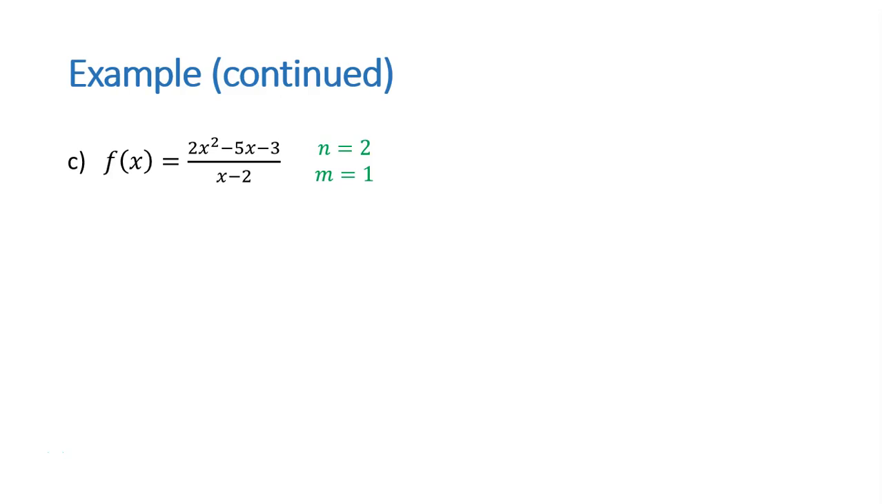So the degree in the numerator is greater than the degree in the denominator. So we fall under two cases. First case, for a horizontal asymptote, if n is greater than m, that means we have no horizontal asymptote. There is none. In this case, there is none.